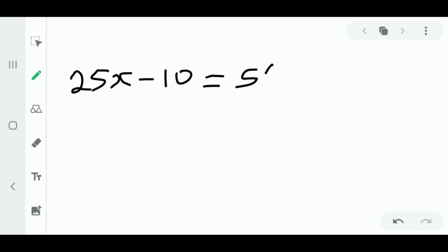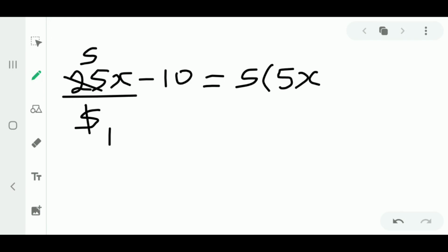Let's try another example. Let's say we had 25x minus 10. The first thing you're going to do, what is common between 25 and 10? 5. So we put the 5 here. 5 goes into 25 5 times, so we have 5x remaining. 5 goes into 10 2 times. So the sign, we have the 2.